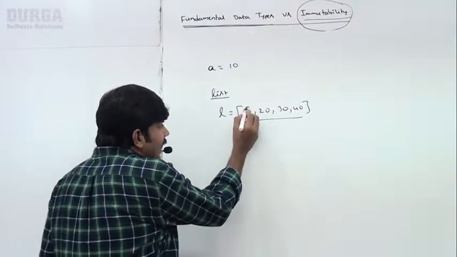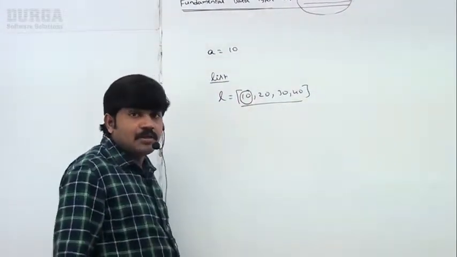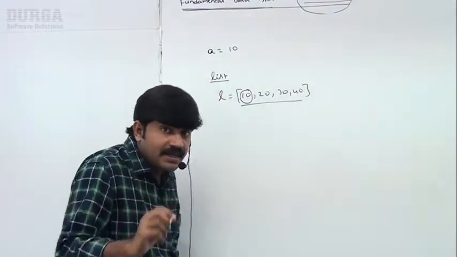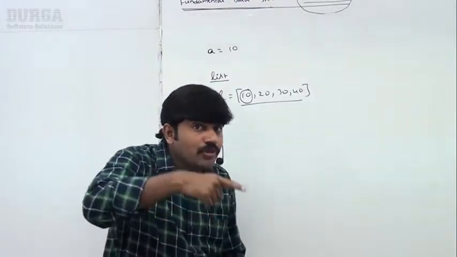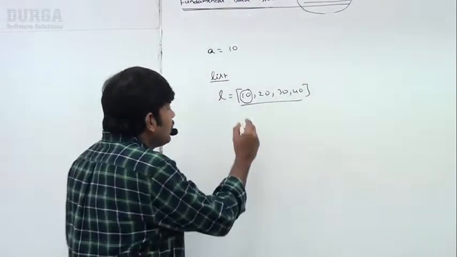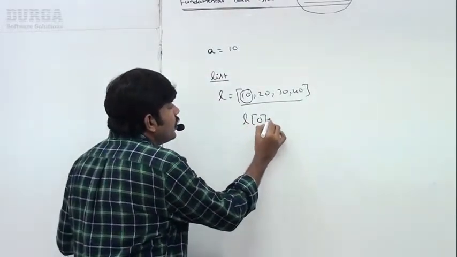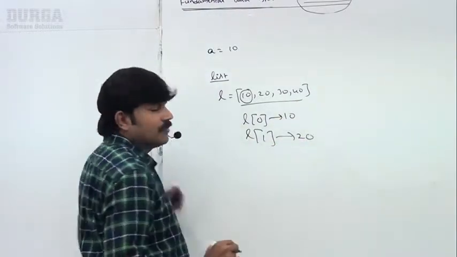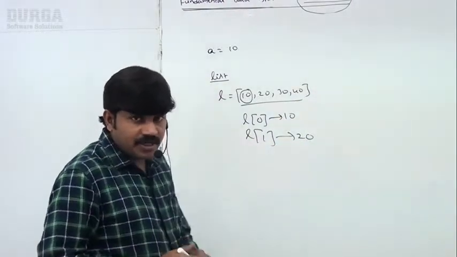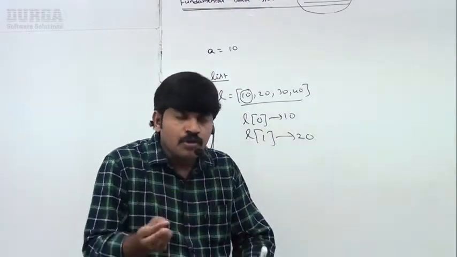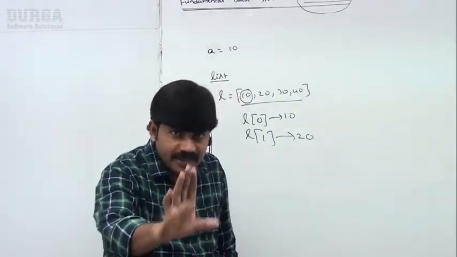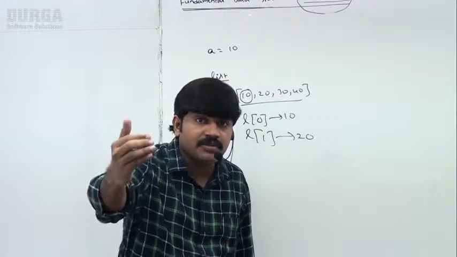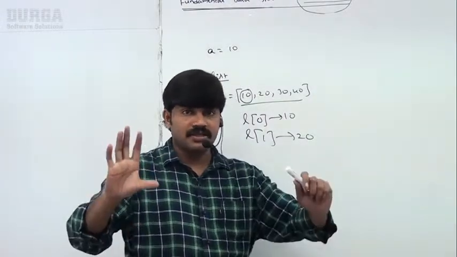How can you access these elements? By using index. Python is always zero index based. Remember, L of 0, its value is 10. L of 1, its value is 20. That is the basic idea, sir. List means a group of objects. We can access each element by using index. That's all. But anyway, in the next video, we will discuss the list data structure in detail.